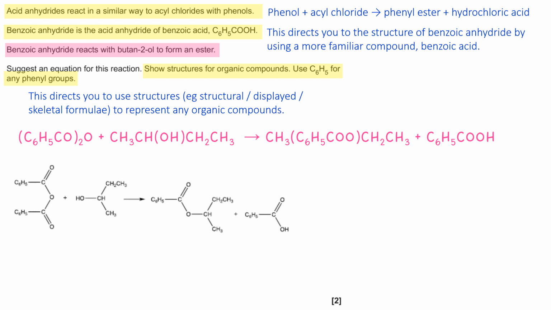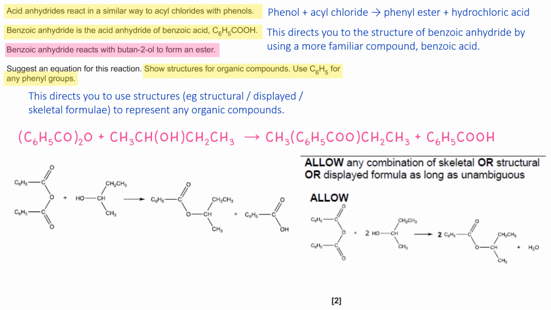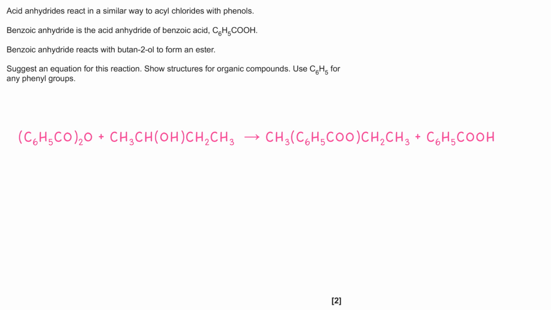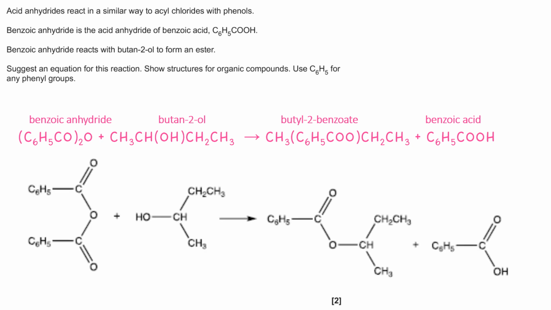So this is what's in the mark scheme. But it does allow you any combination of skeletal or structural or displayed formula as long as unambiguous. This is a standard OCR Chemistry A marking principle. So if we look at each of these and then label them up, you'll recognize the names of the compounds mentioned in the question. And we put the structures underneath and then cross-reference them.